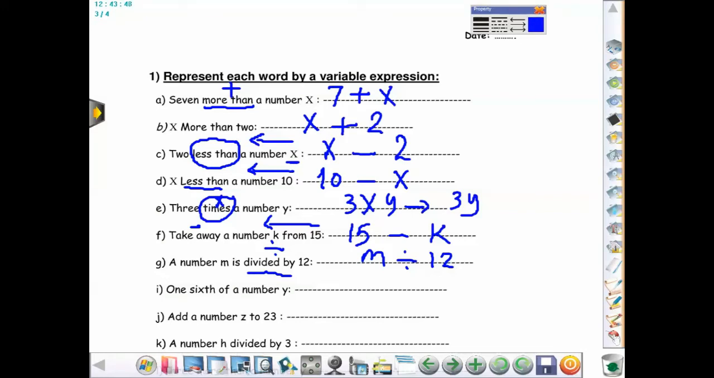1/6 of a number y. What is the meaning of the word of? We know this word from the last term. Of means multiply. 1/6 multiply a number y. We can write it in another form, 1/6 y. Easy? Very, very easy.